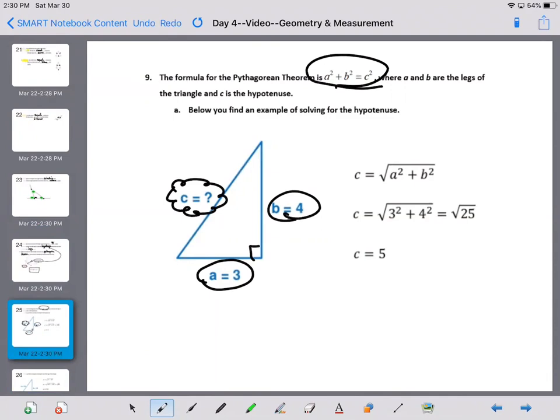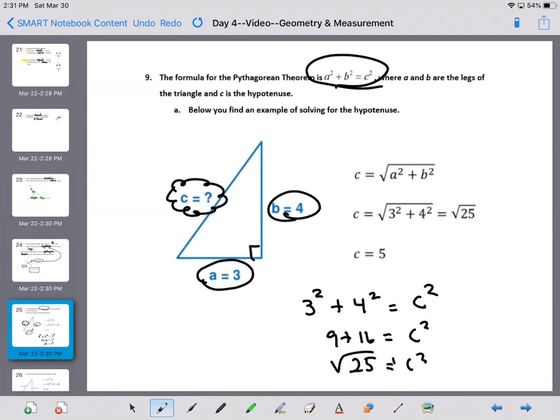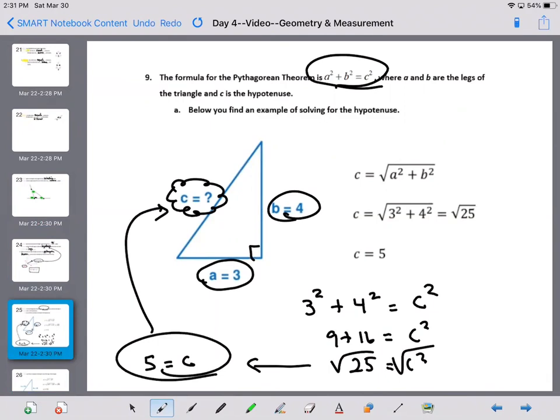Well, you would take a squared and b squared and figure out what c squared would be. So 3 squared is 9, 4 squared is 16. That's going to be 25. c squared is equal to 25, so I want to know what c is. I'm going to take the square root of both sides, and I'm going to get 5 is equal to c. So 5 is the side length, and this is what we would call a 3, 4, 5 right triangle.